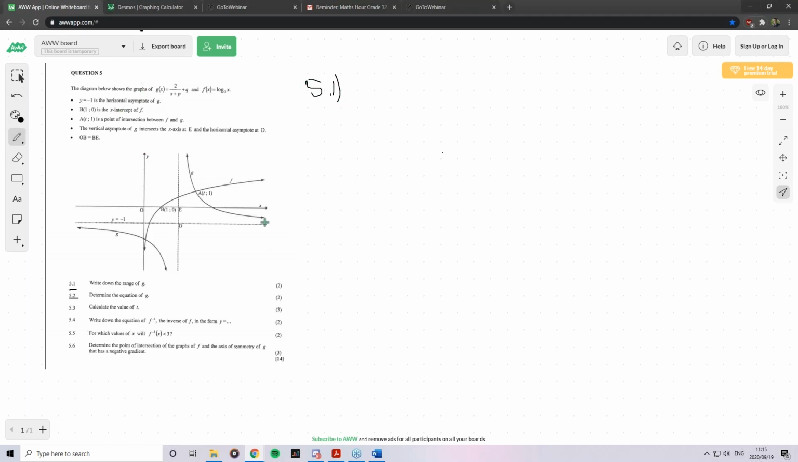For questions like these, I like to read through all the information first. They said I have a graph of g(x) = 2/(x - p) + q. This is a hyperbola, just because of the form it's in. And f(x) = log base 3 of x, so this is the inverse of an exponential. Now they say y = -1 is the horizontal asymptote of g. What this means is that q will be equal to -1.